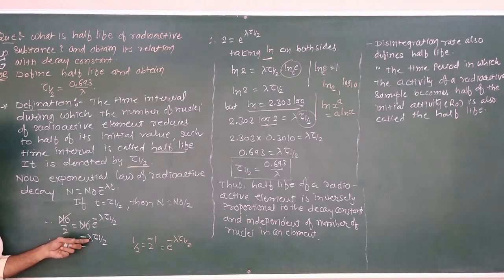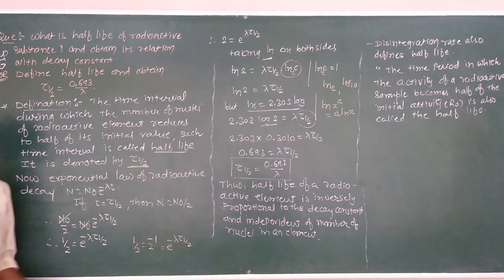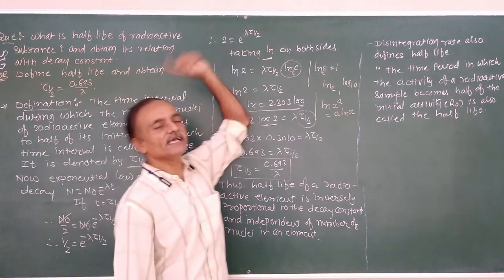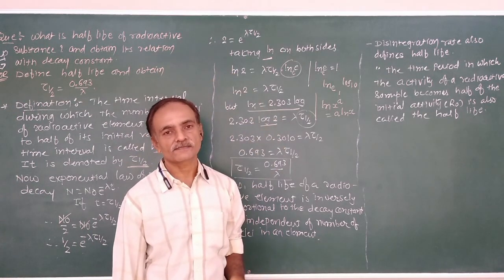So here the power is negative. We can write it as 1/e^(λ tau half), comparing the denominator of this term. Therefore, 2 is equal to e^(λ tau half).